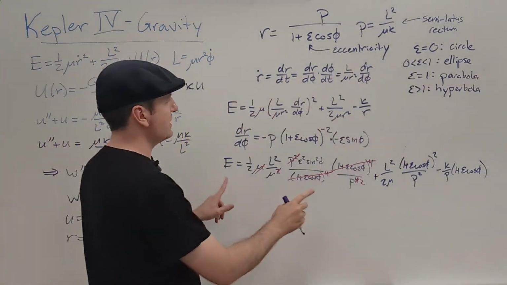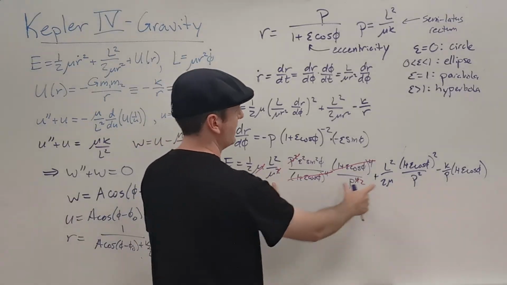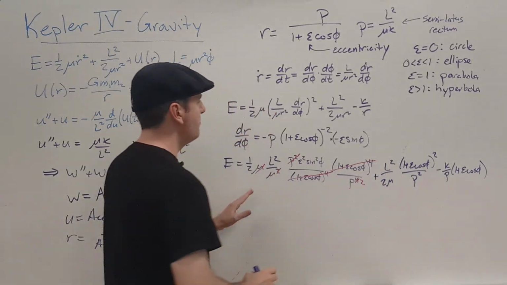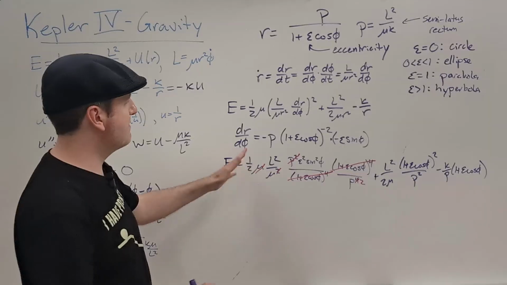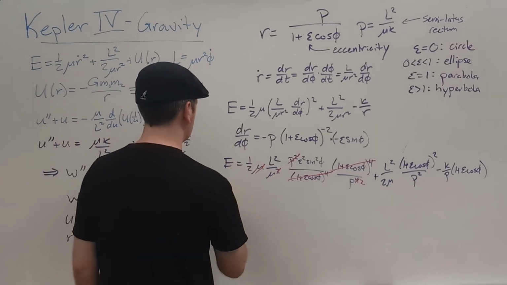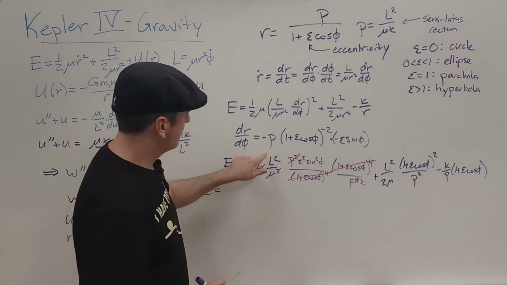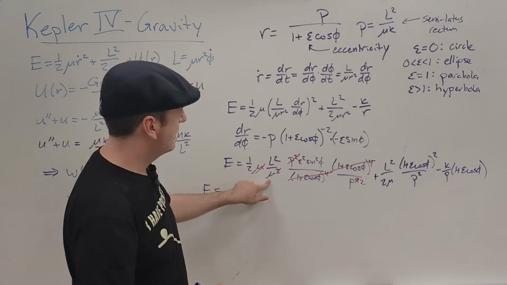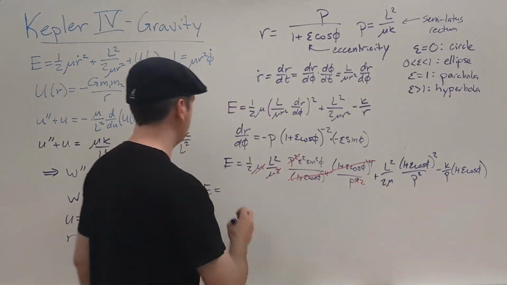Now let's look really closely here. This and this both have the same kind of coefficient out front, L squared over 2 mu, and then there's a p squared in both, so I'll factor that out.